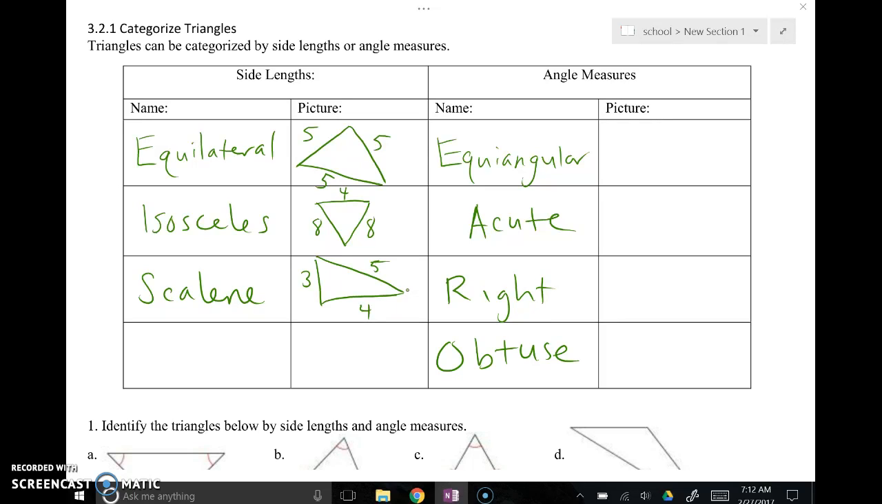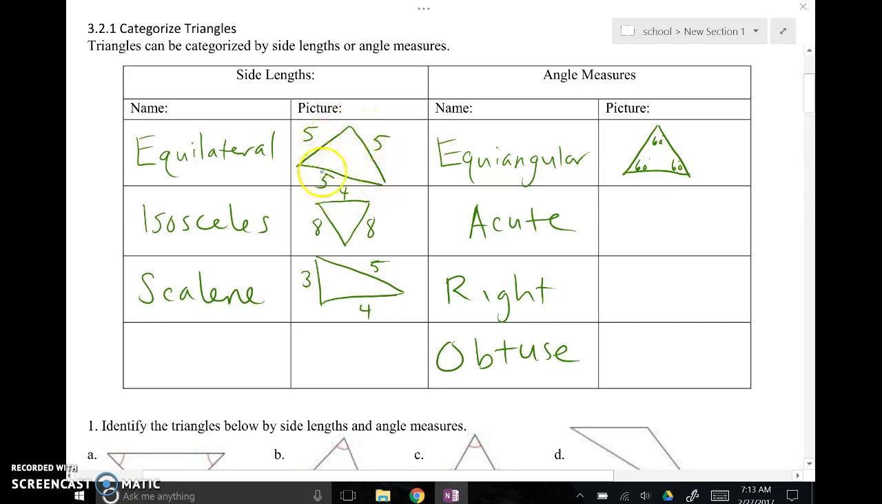When it comes to angle measurements, an equiangular triangle is a triangle where all three angles are the same. So, again, the angles of a triangle, which you may know, we'll talk about again in this section, all have to add up to 180 degrees. So if they're all the same, 180 divided by 3 is 60. So all three angles are the same.